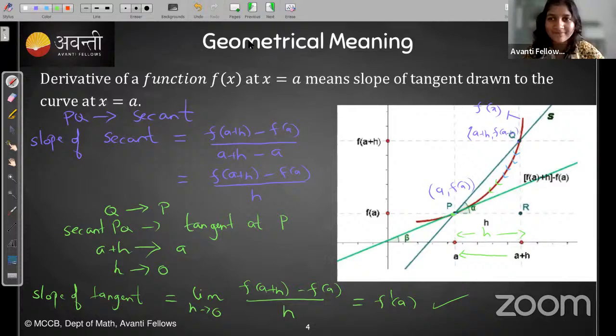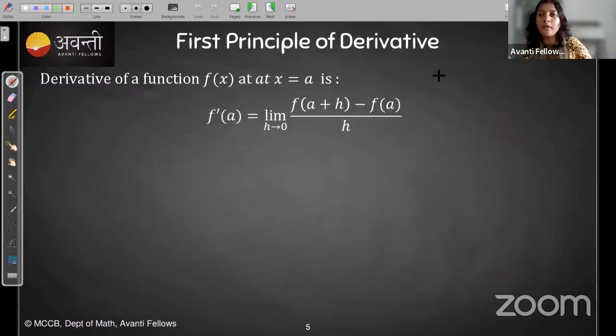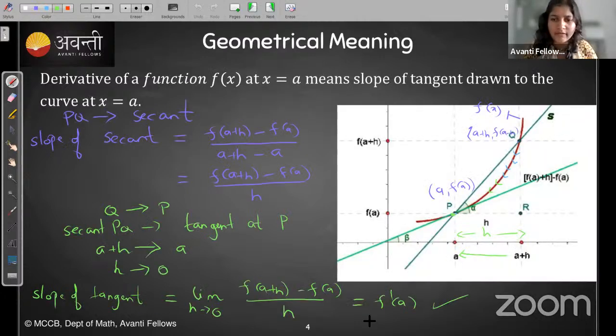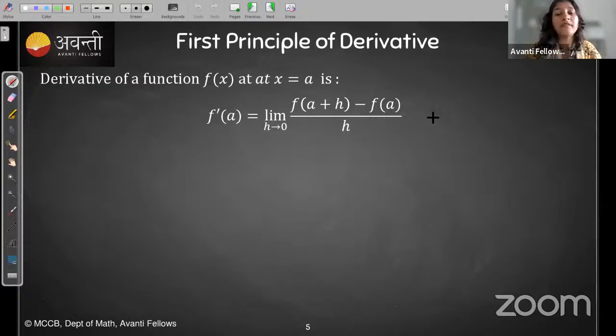Next is the first principle of derivative. This is something similar. Whatever we have derived here is the same thing mentioned in this next slide. So the first principle of derivative states that the derivative of function f of x at x equal to a is f dash of a equal to limit as h tends to 0, f of a plus h minus f of a divided by h. Previously, whatever we derived in this geometrical meaning, it's the same thing, known as the first principle of derivative.